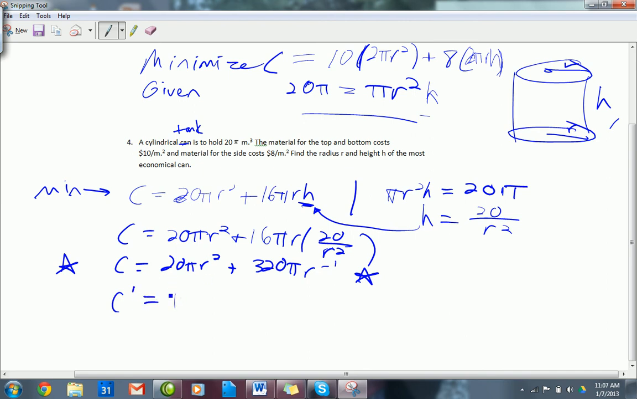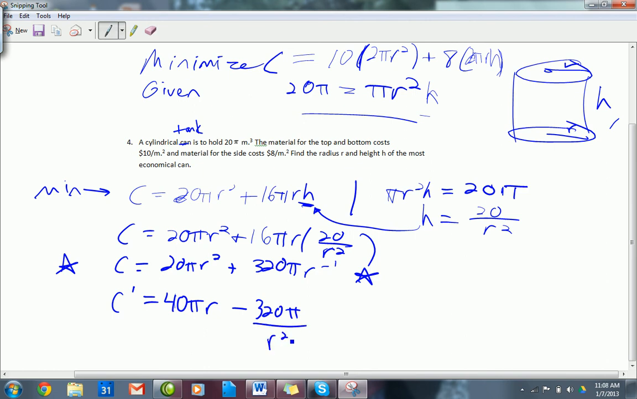2 comes down, multiplies by 20 to give me 40. Pi is a coefficient, r times r to the first, right? Minus, the negative comes down, 320 pi r to the negative 2. Now I'm going to write it as such. r over r squared, it's the same thing.